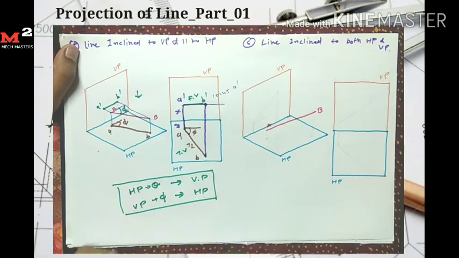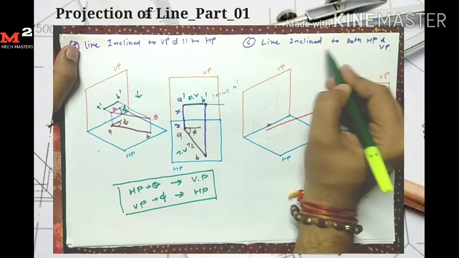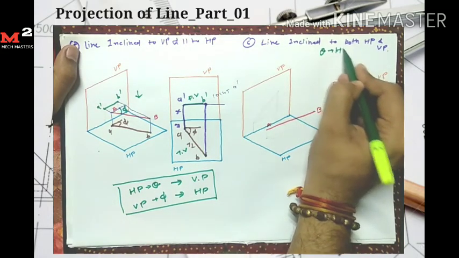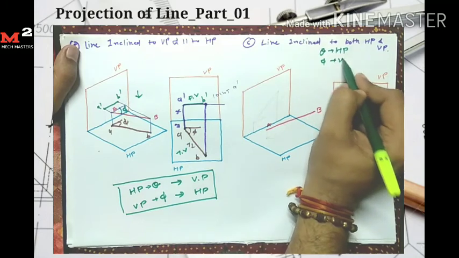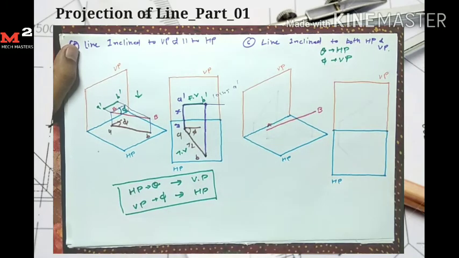Okay, now let's see the last case, which is line inclined to both HP and VP. In this case the line is inclined to HP as well as VP. The line makes an angle theta with HP and an angle phi with the vertical plane. So here the line is not parallel to any plane, so we do not get the true length on any plane. Let's draw its front view and top view.